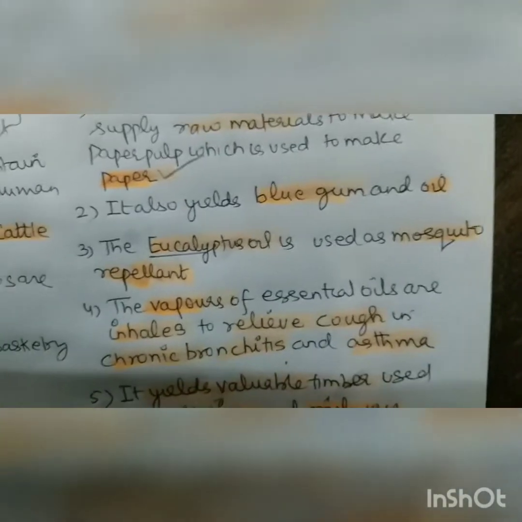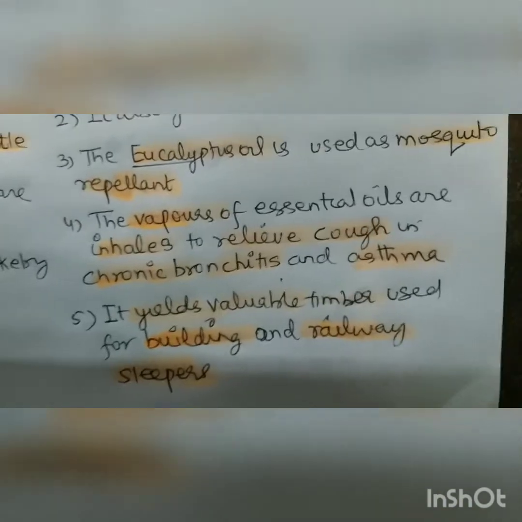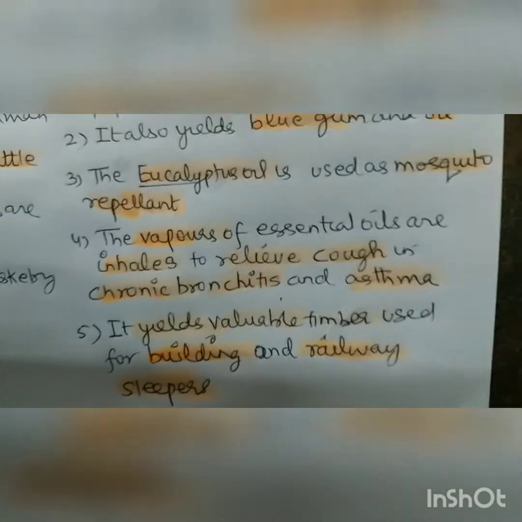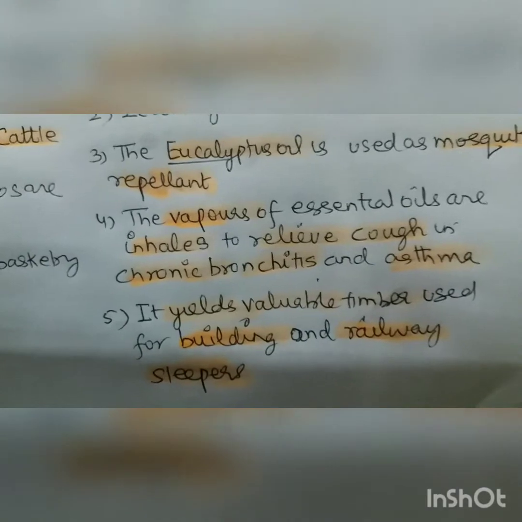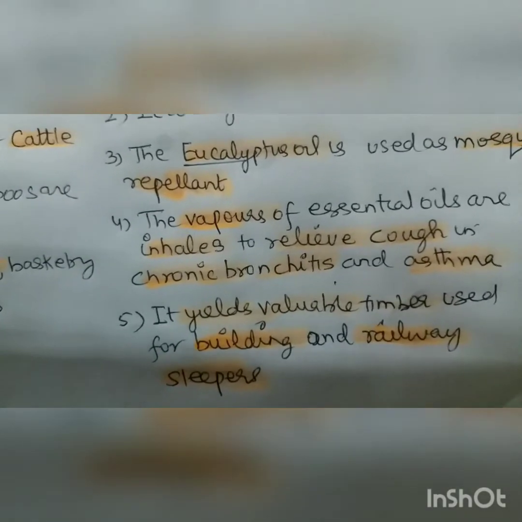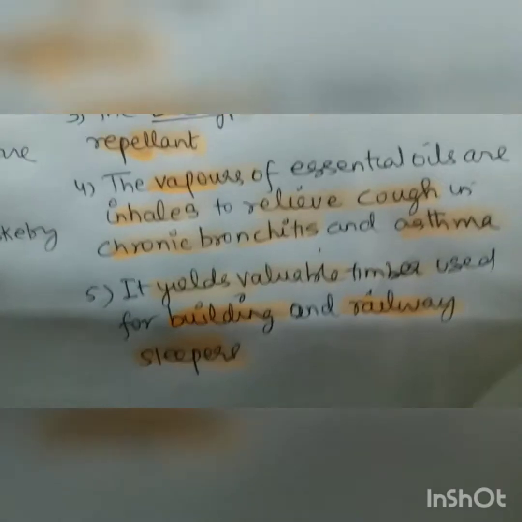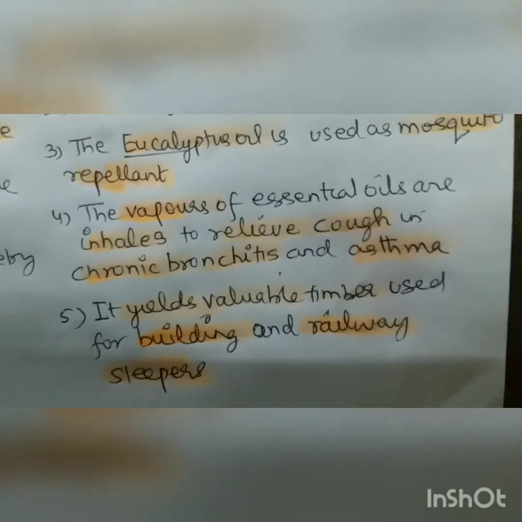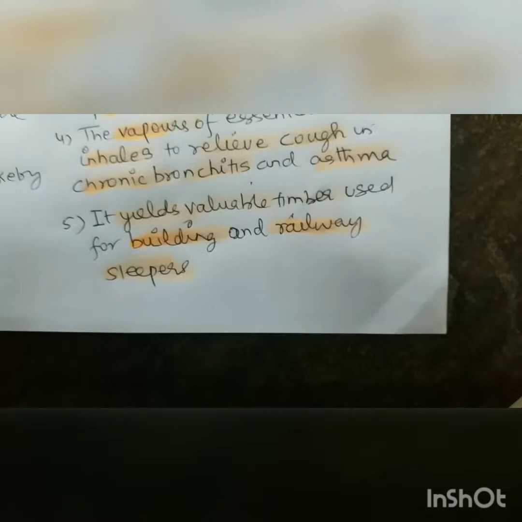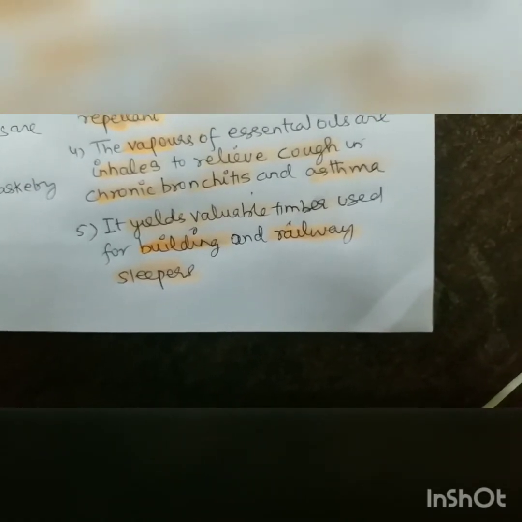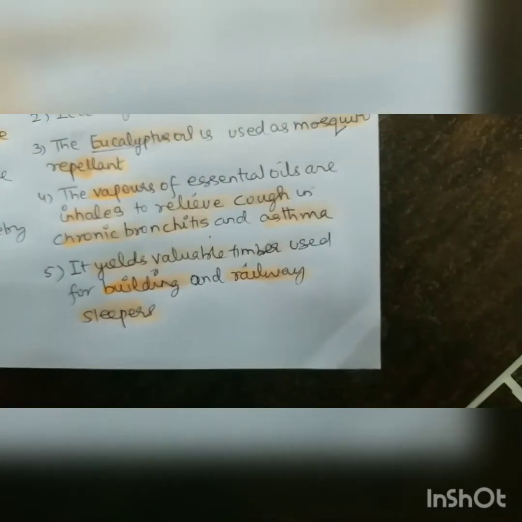Also, eucalyptus oil is used as a mosquito repellent. The vapors of the essential oils are inhaled to relieve cough in chronic bronchitis and asthma. Chronic means very severe, like whooping cough, and asthma. It yields valuable timber used for building and railway sleepers. Building means doors, windows, frames, everything, right? So this finishes the botanical names, eucalyptus and bamboo, which are very important, and I revise again.